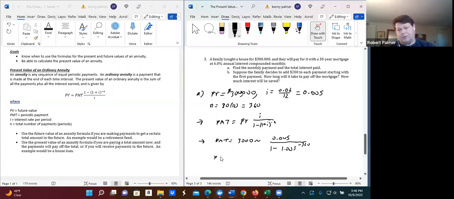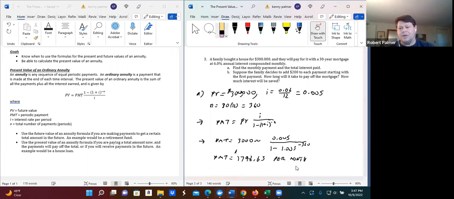And so then our payment, once again, is just that amount. So $1,798 and 65 cents. So this is your monthly mortgage payment in that case, so per month. Now, the second part of that question was, what's the interest?